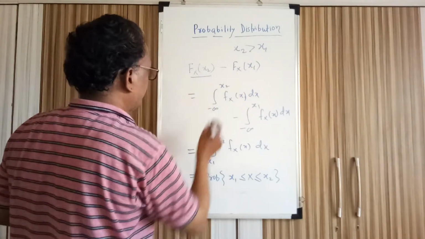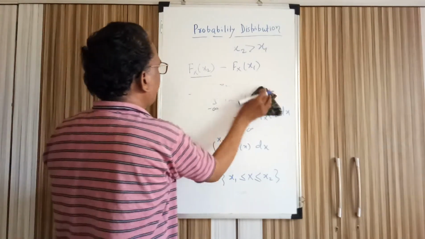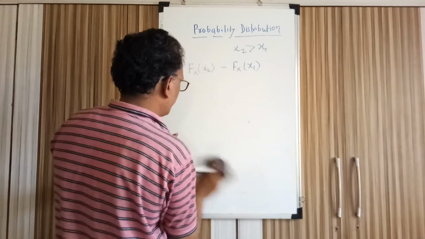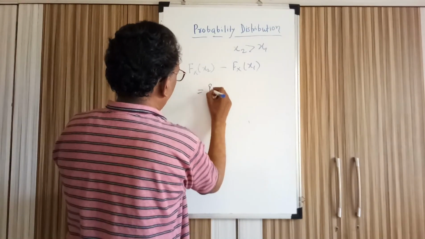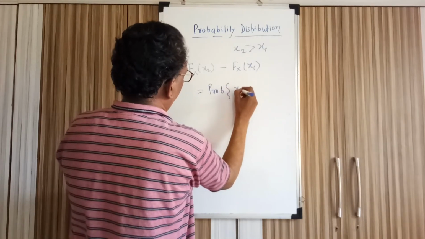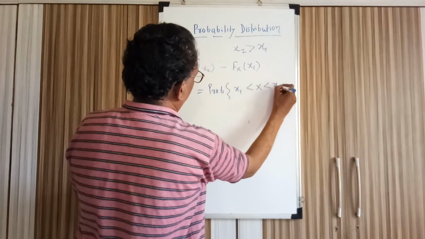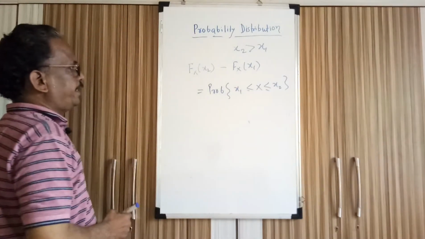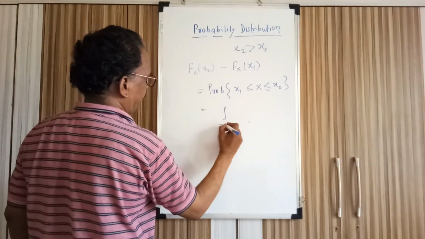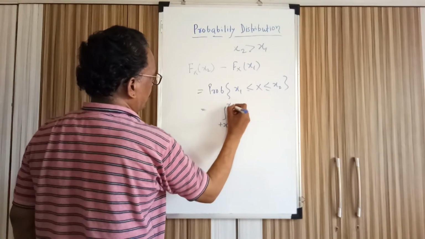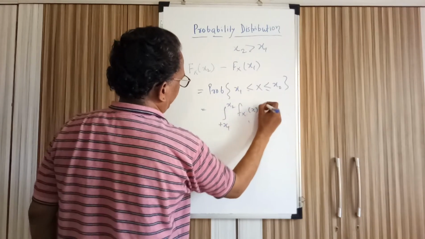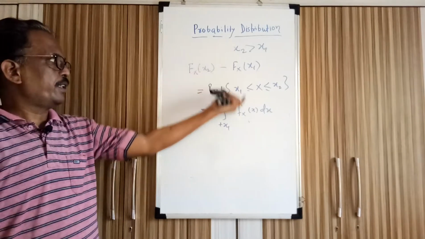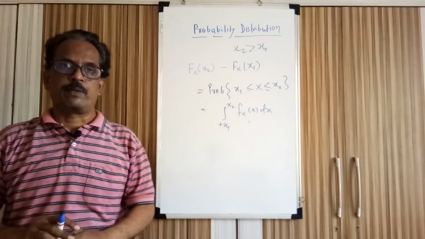So let us write that clearly. FX(x2) minus FX(x1) is equal to the probability that x1 is less than capital X and capital X is less than x2, which is nothing but the integral from x1 to x2 of fX(x) dx. So we can write this difference of the distribution function in terms of the density function.